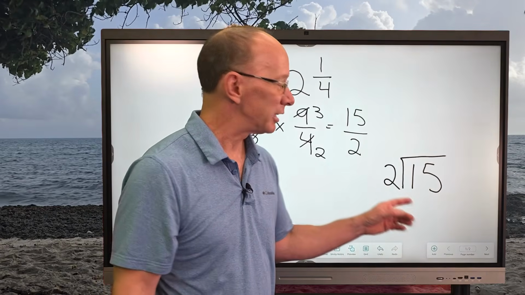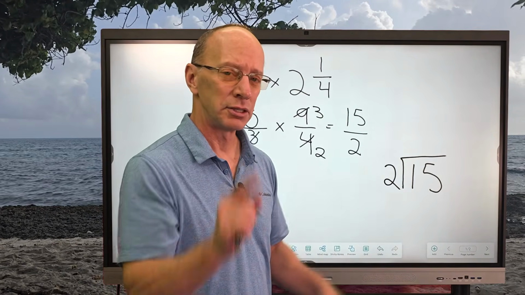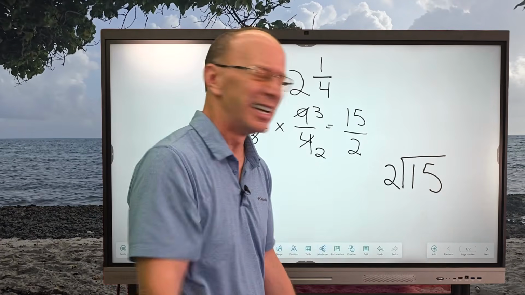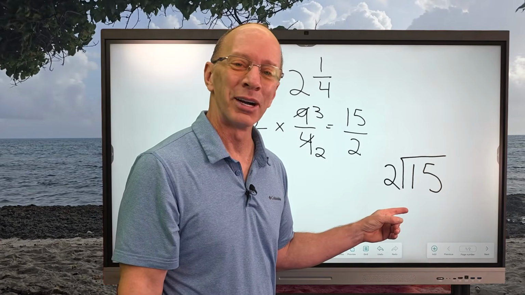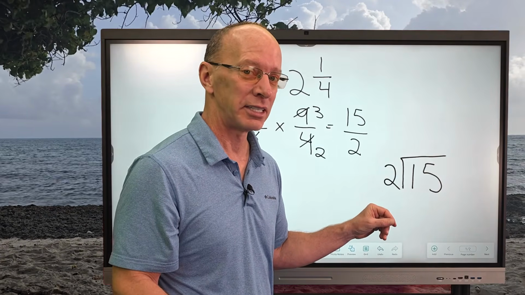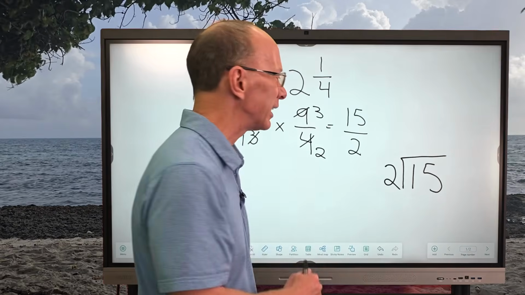And then how many times can I put 2 into 15? You see, 2 times 5 is 10. I already gave you the answer. 2 times 6 is 12. 2 times 7, 14. Getting closer. 2 times 8, 16. Whoa, too big. Let's do 2 times 7.